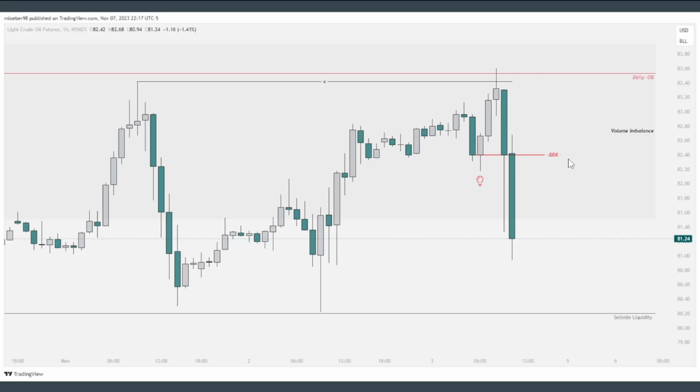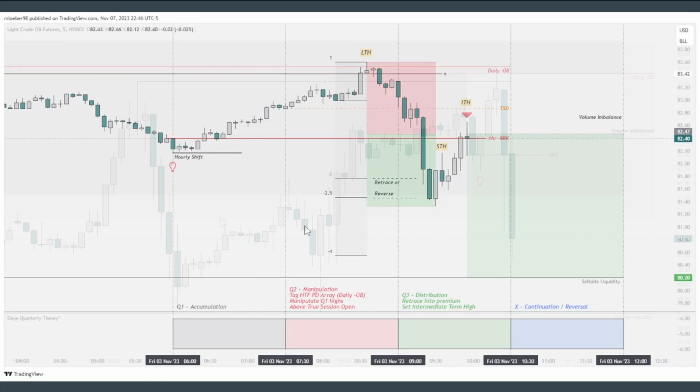Because like I said, we're using time frame alignment. We're doing our monthly down to our daily to the hourly and then the 5-minute. So the 5-minute chart is what I will be using for execution. Now incorporating quarterly theory using the 90-minute cycles, I have it divided up here. We have Q1 being accumulation from 6 to 7:30, and then 7:30 to 9, this is quarter 2, manipulation.